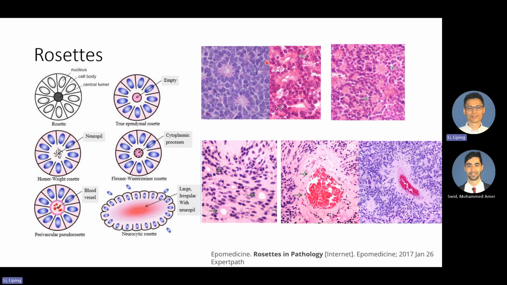So let's move to this one. What do you think of this? True. This is Flexner-Wintersteiner because we can see a little bit of the cytoplasmic processes inside. And how about this one? Yes, this is a Homer Wright rosette. And this one, we have a lumen without anything inside, right? Even no red blood cells. So this is a true ependymal rosette. And this one is really easy to tell. We have red blood cells, so this is our perivascular pseudorosette.